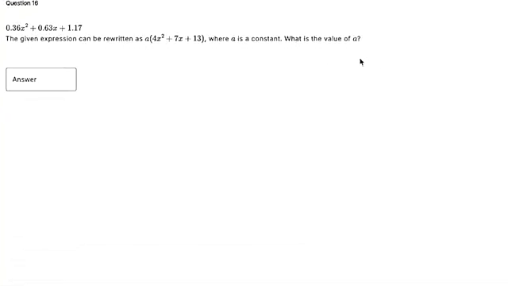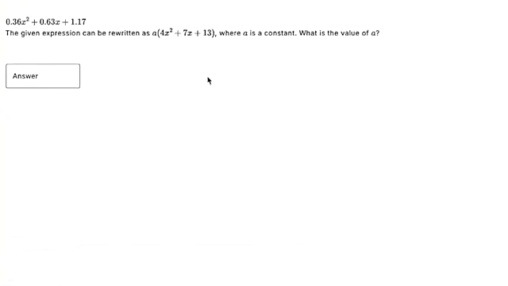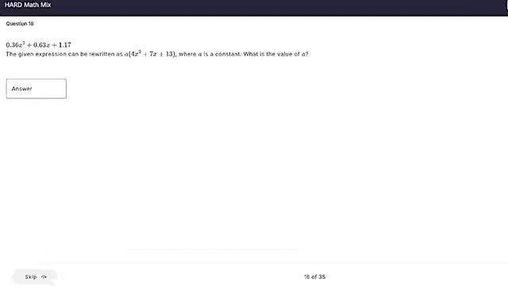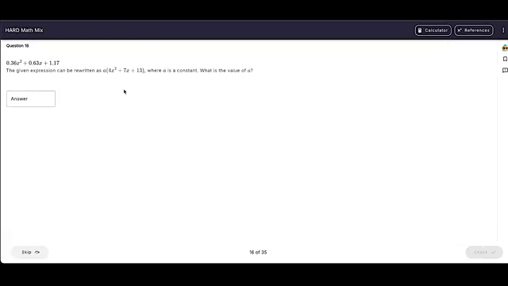As always, pause the video, try this on your own first. But here we go. We are trying to look at this expression, which can be rewritten in this way. This is kind of similar to the last one. It's equivalent expressions, and the first step is always to get things to look like each other. So we would want to expand the right side.